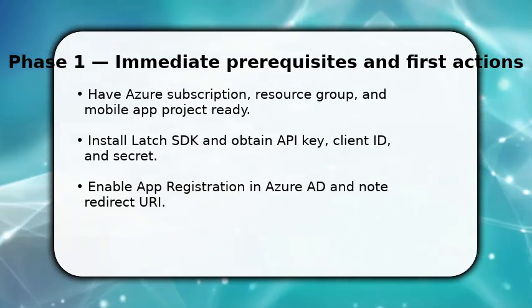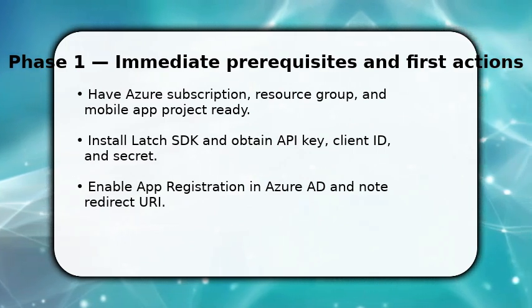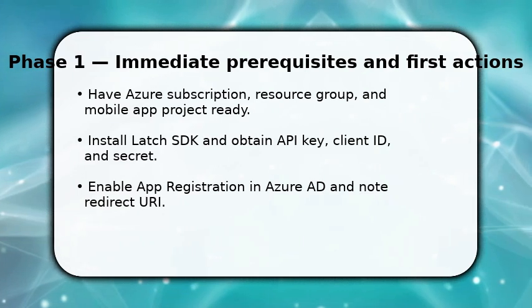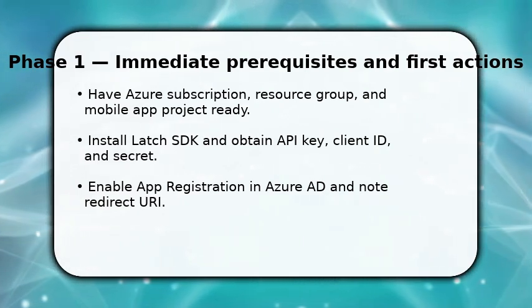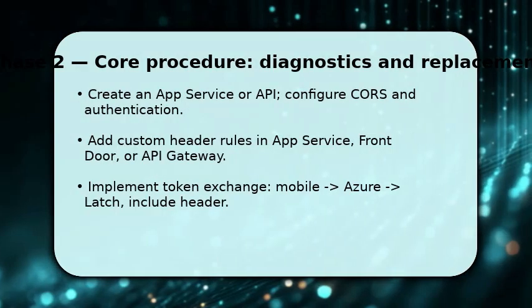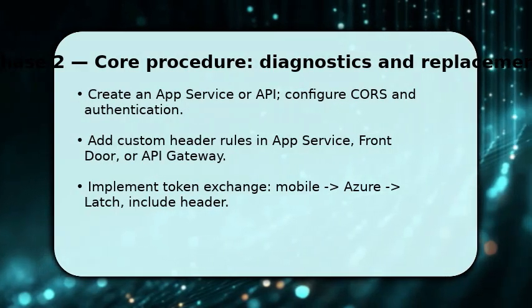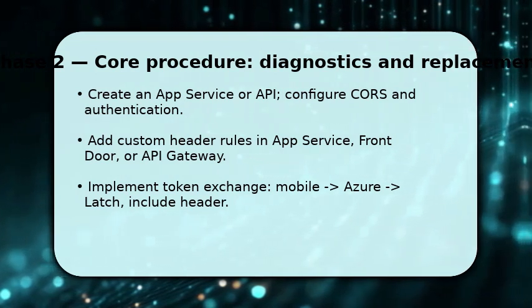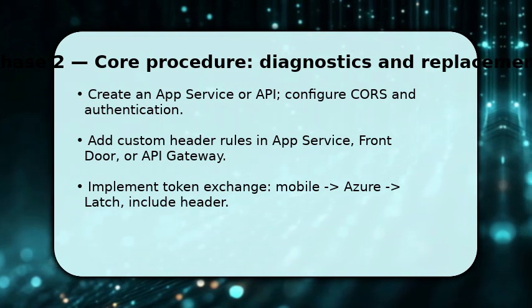These first steps place credentials and identity plumbing where you need them, so the header and token exchange can happen securely and predictably. Now configure the header flow in Azure. Deploy an app service or API and enable CORS for your mobile origin. Add custom request header rules. Use app service or Front Door to inject or validate the header key your mobile app will send.